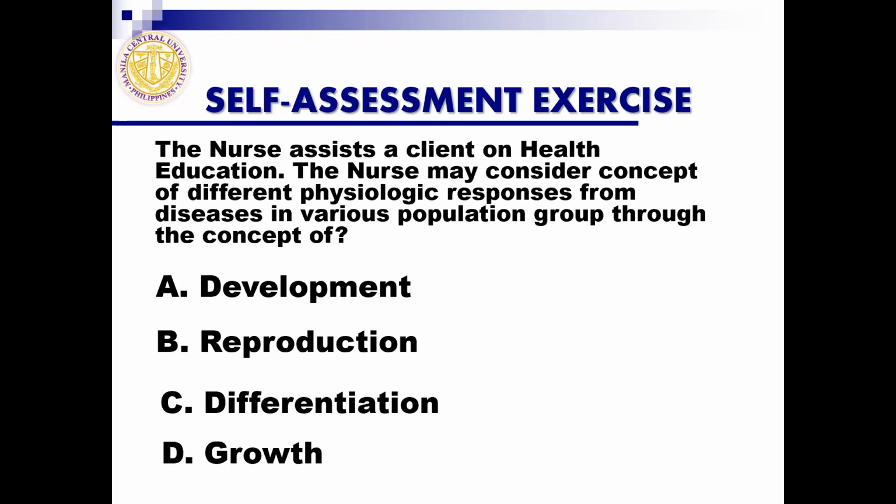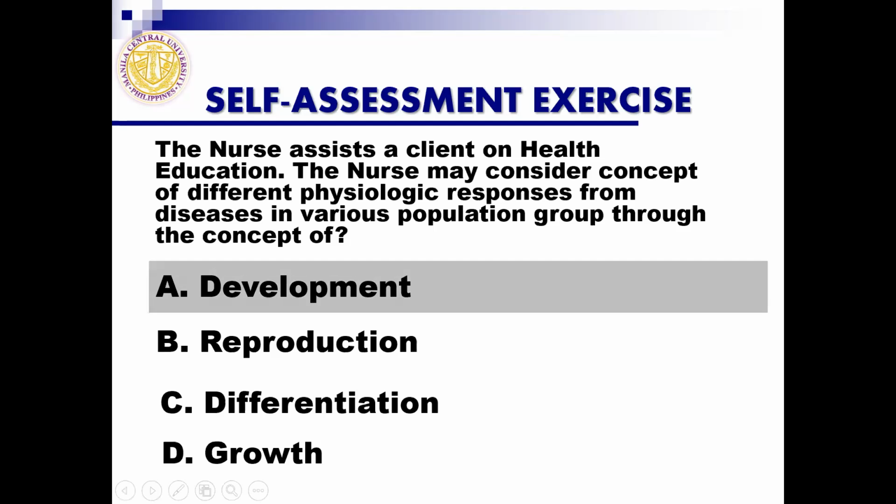Now, try to analyze the question. The question refers to the different physiologic responses from diseases in various population groups. The one that I have discussed is related to age, right? Age may possibly bring different responses in elders, children and adults. So, let us reveal the answer. The answer is development. Thank you for the try.